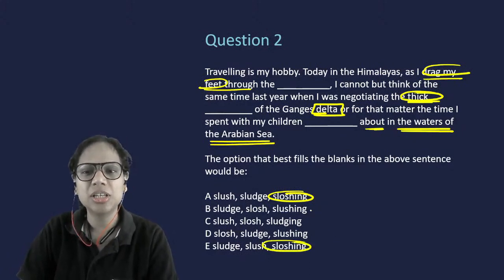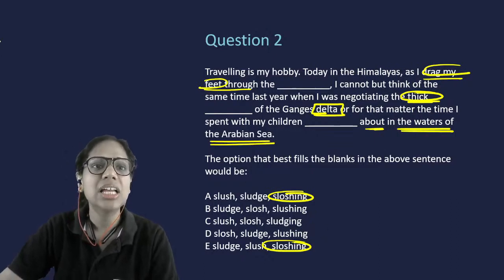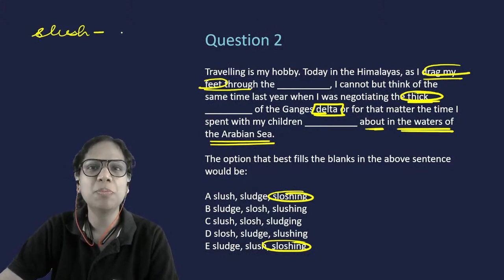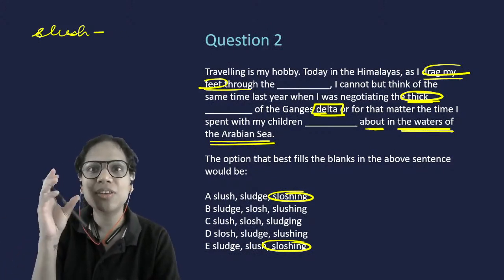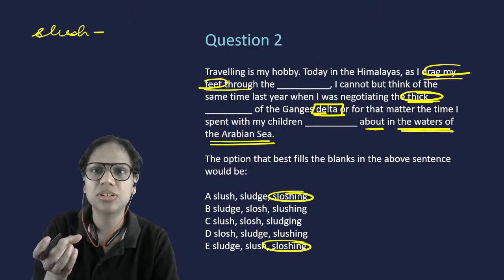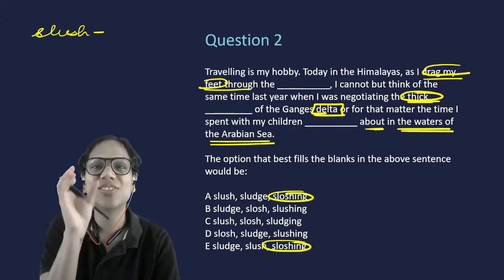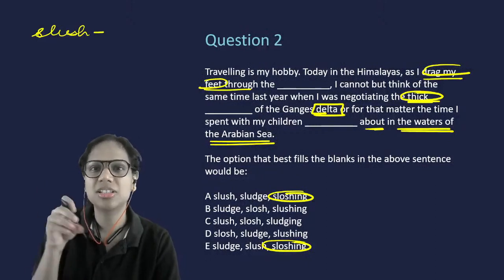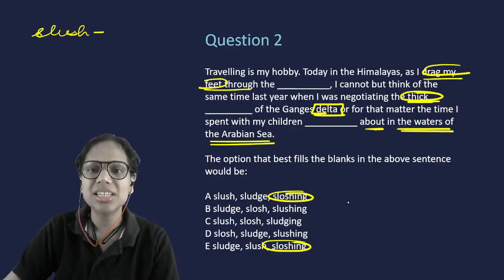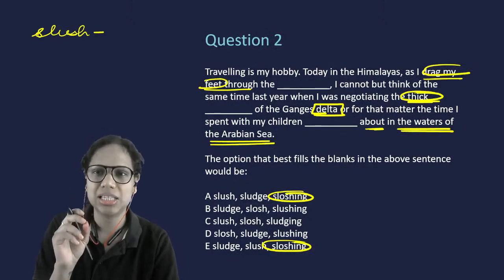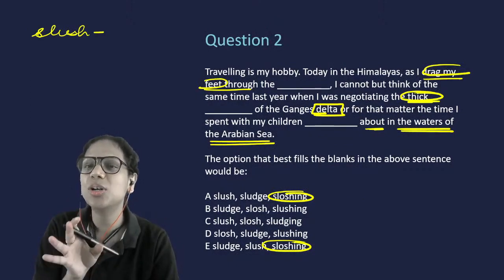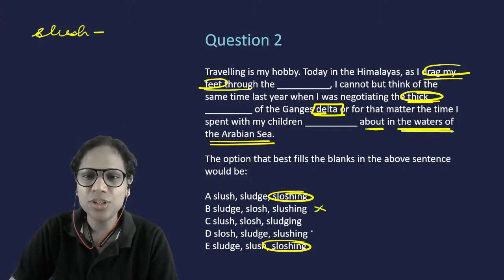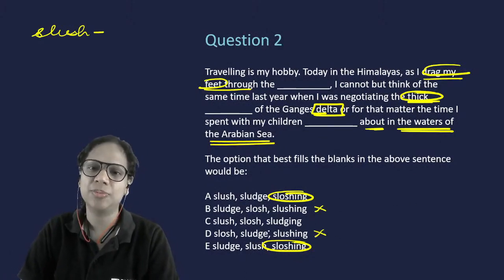Now you must be thinking, but why not slushing? Slush actually means melted ice, okay, partially melted ice. Like we have slushies, right? For instance, if you go to KFC, they have something called crushers. So, it's part ice, part water, and it's a sweet drink. So, slush means partially melted ice. Probably this person would not play with his children in slush, right? And therefore, these two are eliminated.